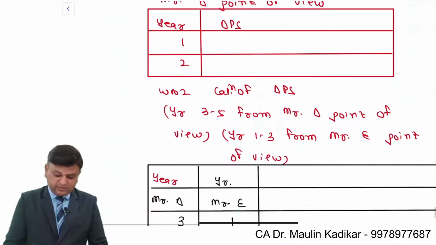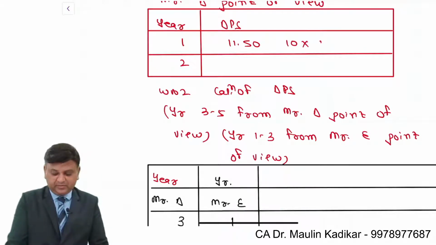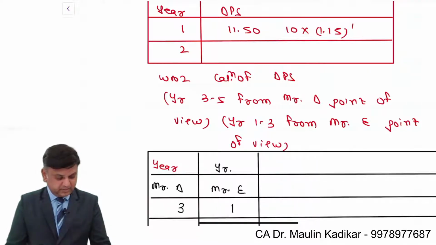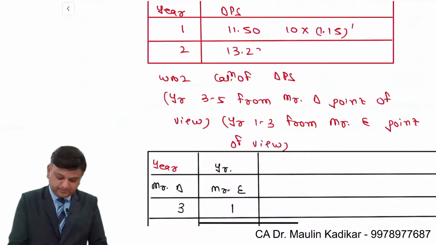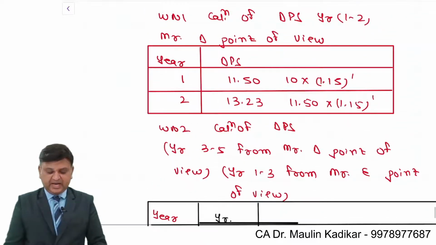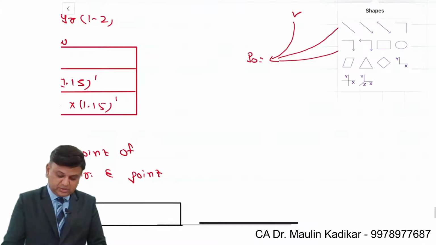First year dividend is 11 rupee 50 paise, which is how we have computed it. It is 10 into 1.15. Second year dividend is 13.23. It is 11.50 into 1.15. Now, after making this calculation, the computation of P2 is most important over here.